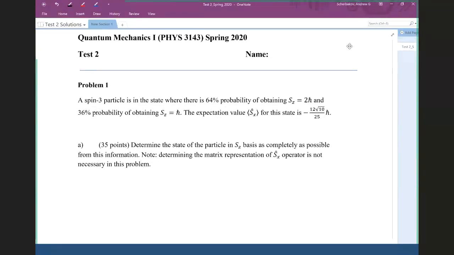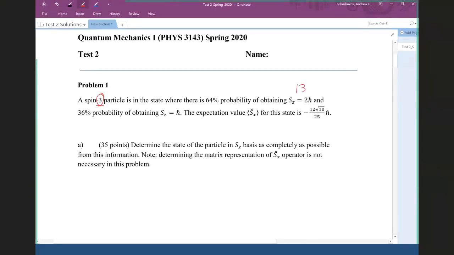Okay, so we have two problems to go over. This is the second test. Problem 1, spin 3 particle. Okay, so we have a spin 3 particle, that's important. It is in a state where there's a 64% probability of obtaining Sz equal to 2 h bar. All right, this corresponds to the state what?